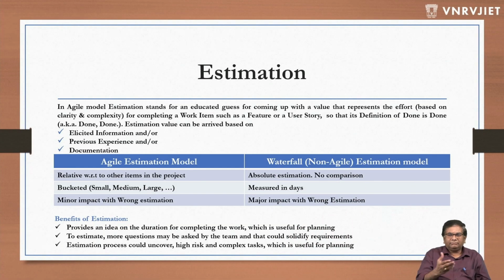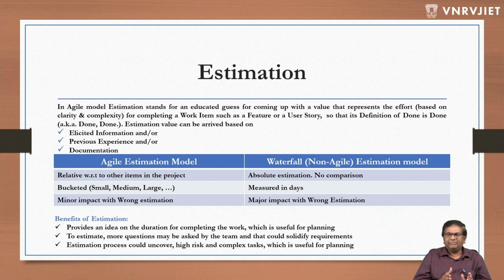In the Agile model, estimation stands for an educated guess for coming up with a value that represents the effort based on the clarity and the complexity. Now, it is almost similar to estimation in the waterfall model. As far as the definition goes, it is similar to the waterfall model definition, but there is a difference. It is for completing a work item such as a feature array or user story.